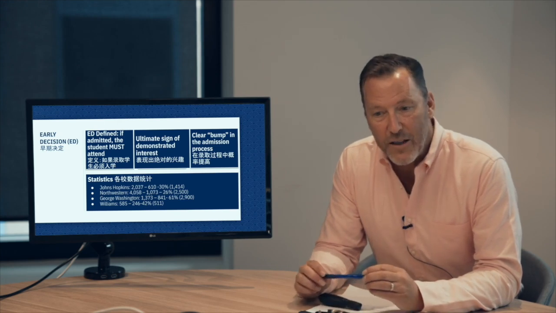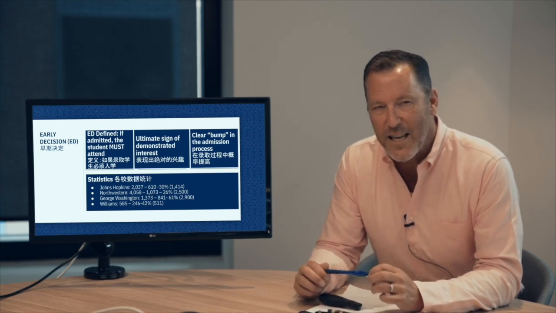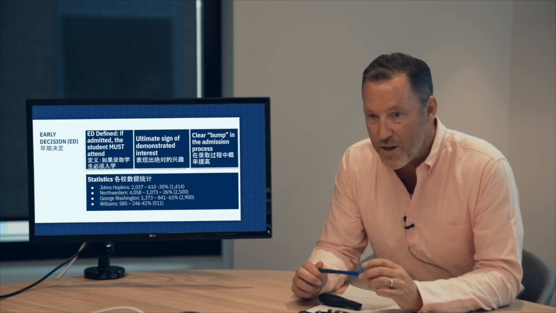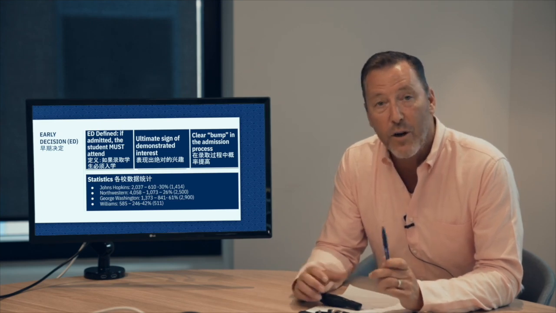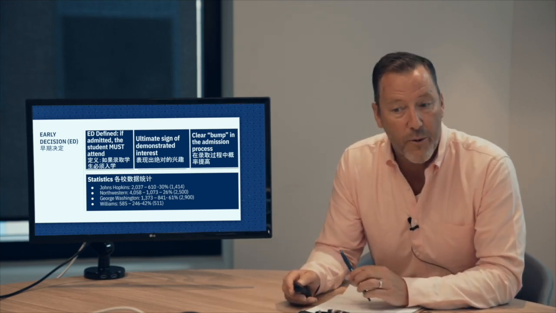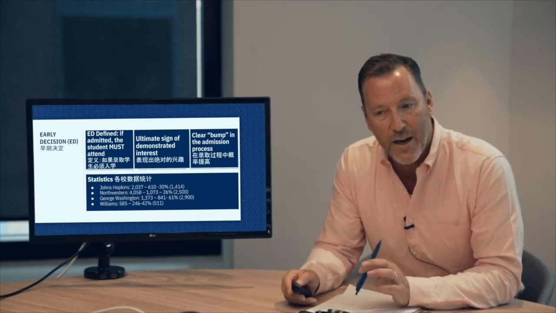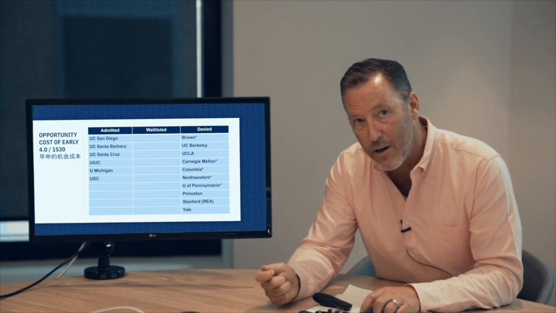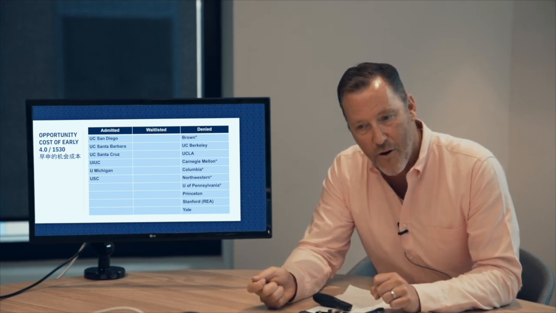Defined, if you're going to apply early decision, you have to attend. It's the ultimate sign of what's called demonstrated interest. You're telling the university you're committed, and it gives you a clear bump in the admissions process. There's some facts and figures below that illustrate that with a few universities. I really want to focus on a case study of one university that illustrates this really clearly, meaning how you play your early card could impact how things are going to turn out.